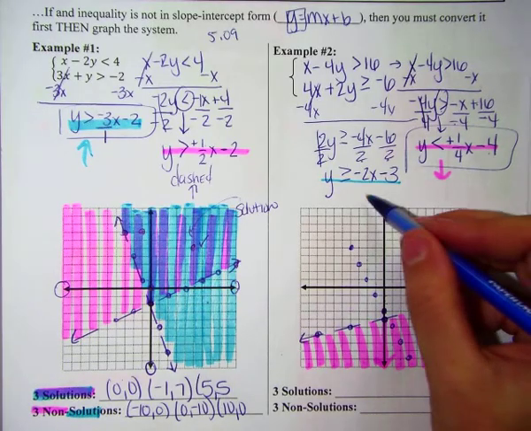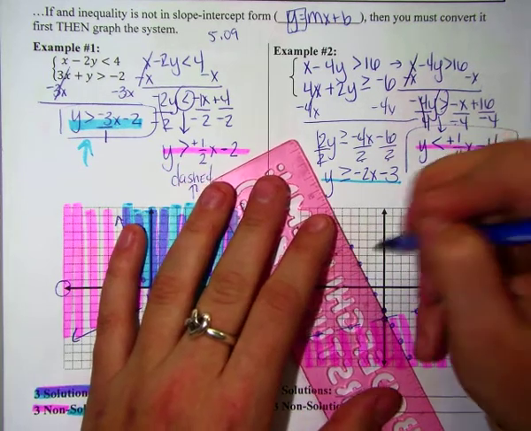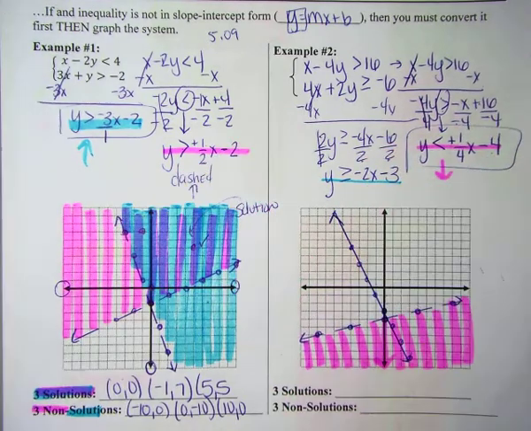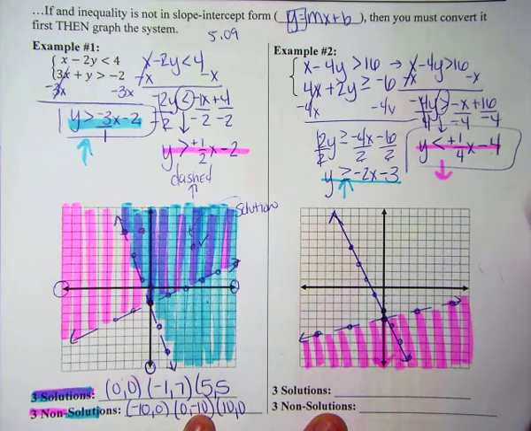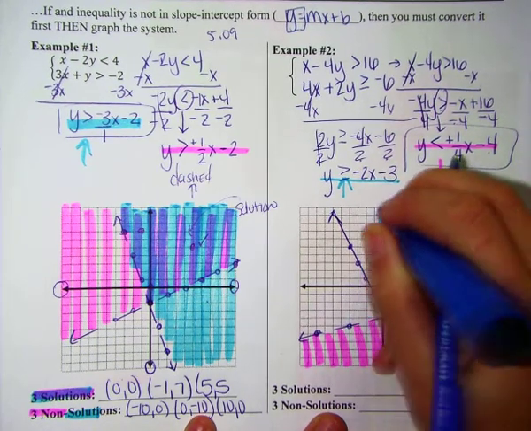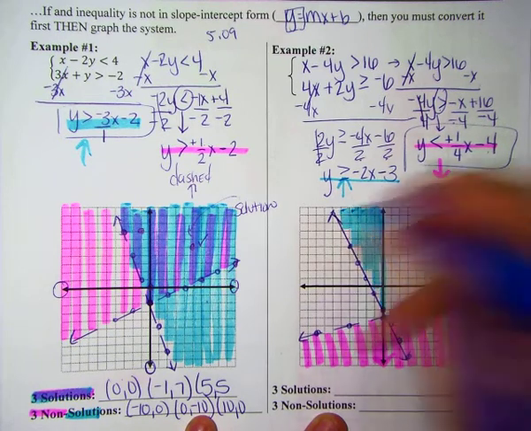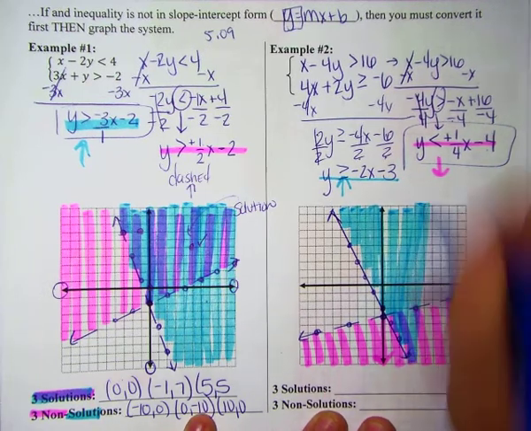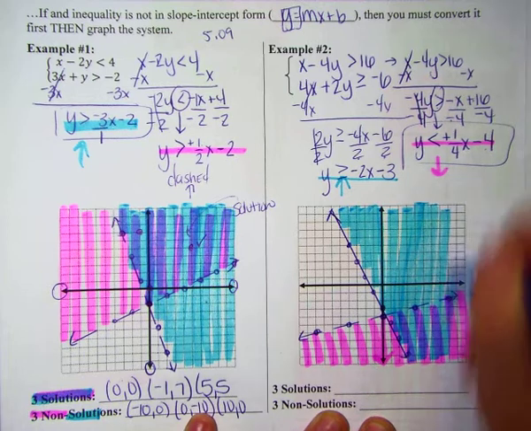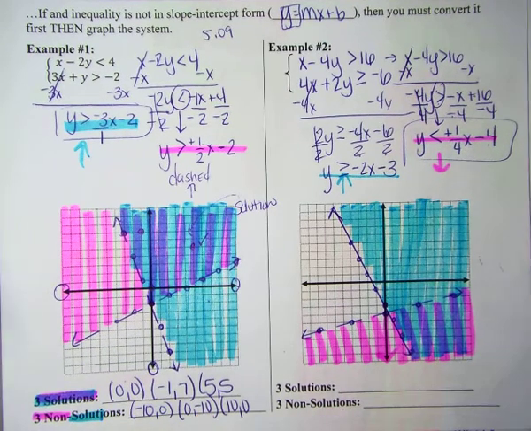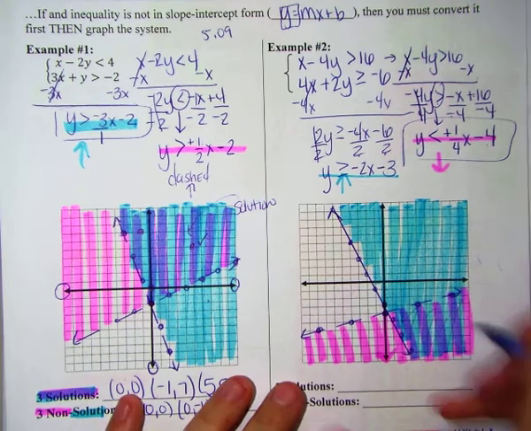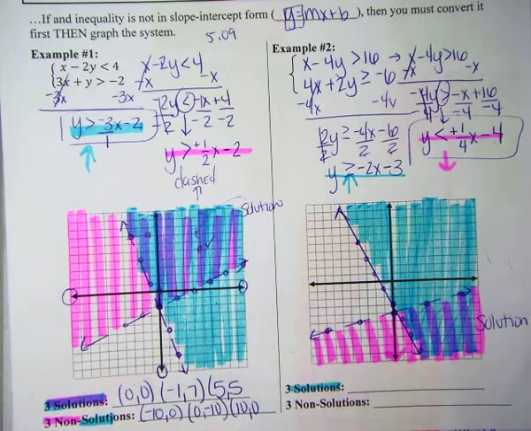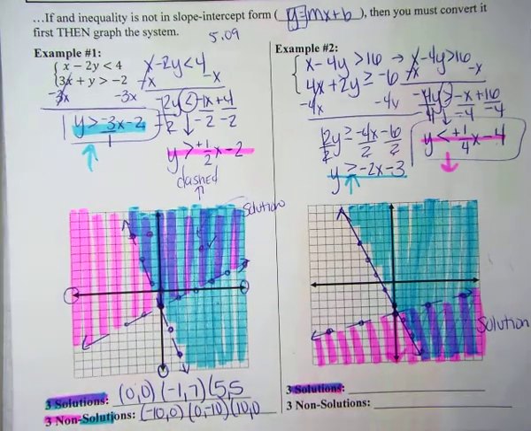It's less than or equal to, so it will be a solid line. Then this says greater than, so I will shade up from the y-intercept. Going back to the line and shading up every time. Excellent. So these are my solutions. The solutions are a mixture of blue and pink. It's the overlap. Anything in there is a solution.